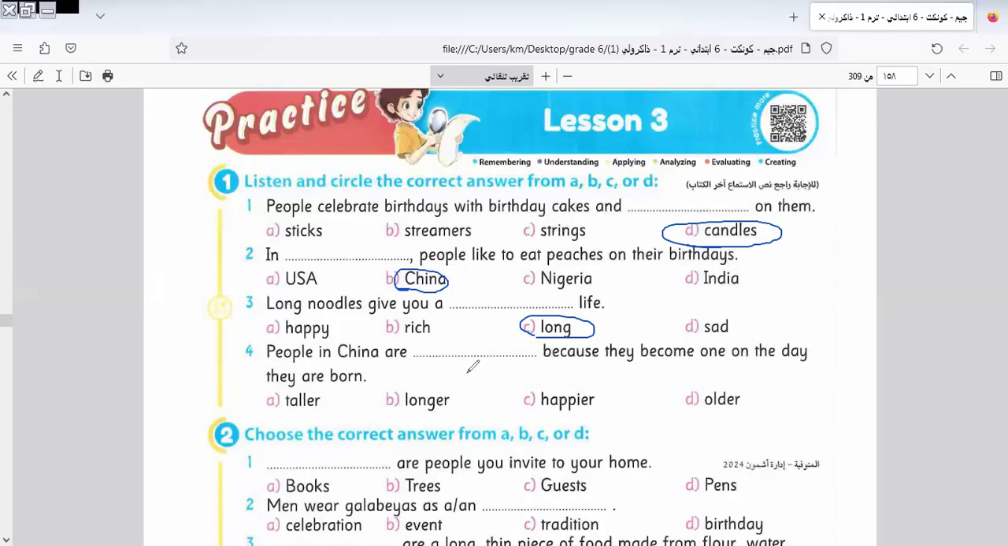We can eat these noodles and die. Can you do anything? No. Okay, it's not reality to say that.